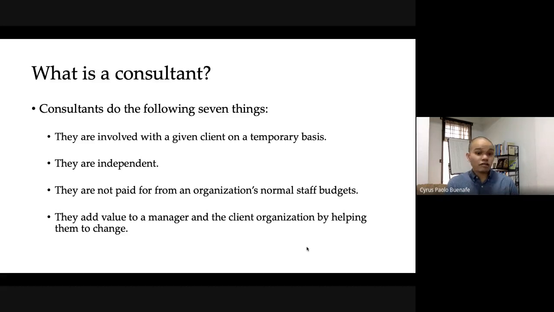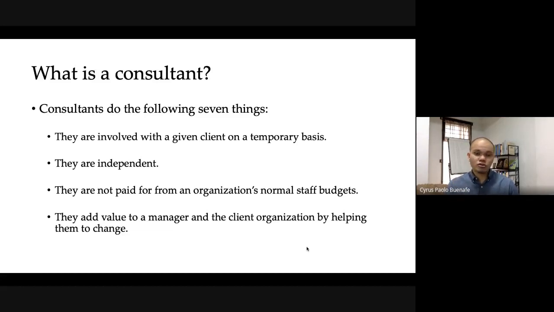And lastly, they add value to a manager and the client organization by helping them to change. Ideally, a consultant is supposed to effect change, but they are not the direct proponents of that change. Remember, they're just consulted. So when they are consulted, there is an objective in mind. Why are you being consulted? Well, if you're being consulted because the status quo may not be acceptable to the one seeking consultation, they want to change something.